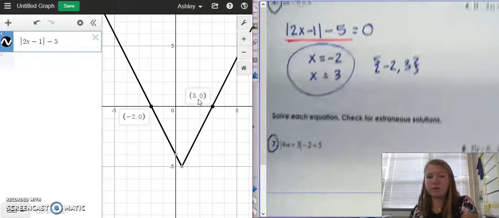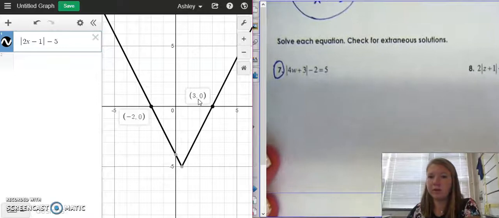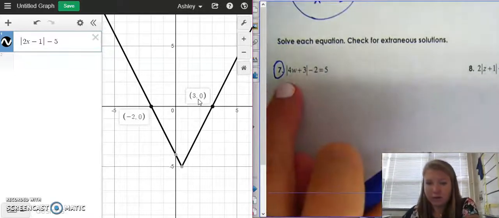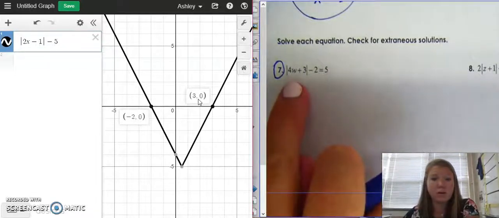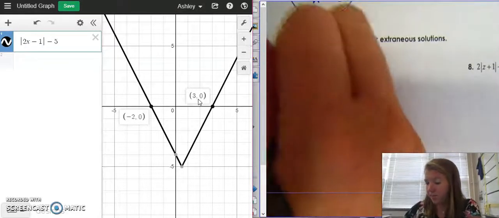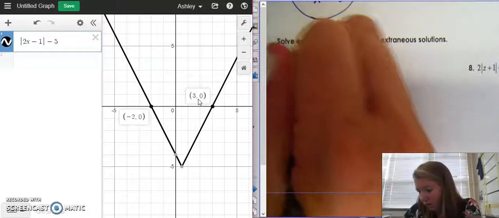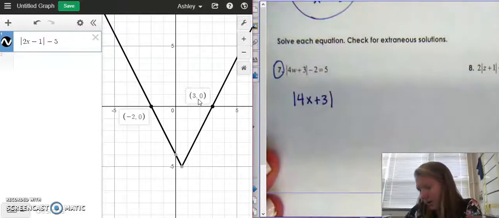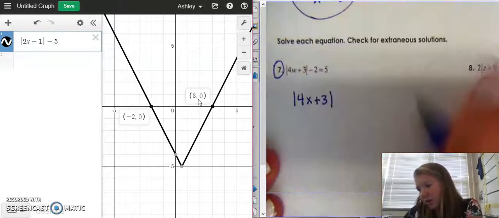Now looking at number 7 on this worksheet, notice that we have a w now instead of x. Desmos does not like variables that are not x. So what we're going to do is simply everywhere we see that variable, we're going to replace it with an x and do the same thing. So 4x plus 3, I have minus 2. I'm going to go ahead and subtract the 5 over.